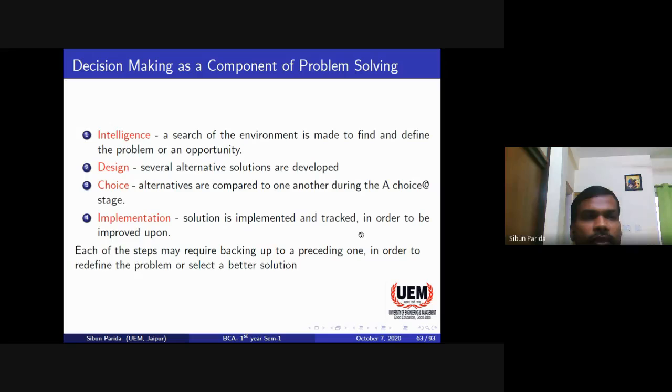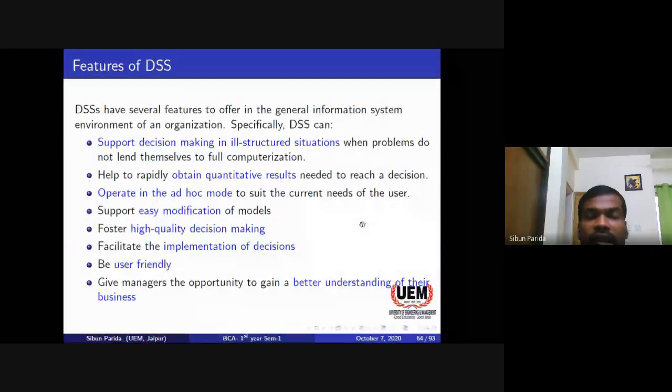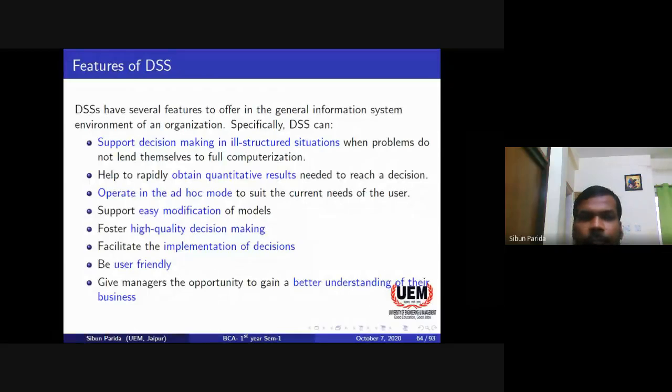Now, what are the features of the decision support system? The decision support system has several features to offer in the general information system environment of an organization. Specifically, it supports decision making in ill-structured situations. As I discussed, we are unable to segregate the information, whether it is textual, video, audio, or image information. We are unable to separate the things. At that time, this decision support system is helpful to address the problem.